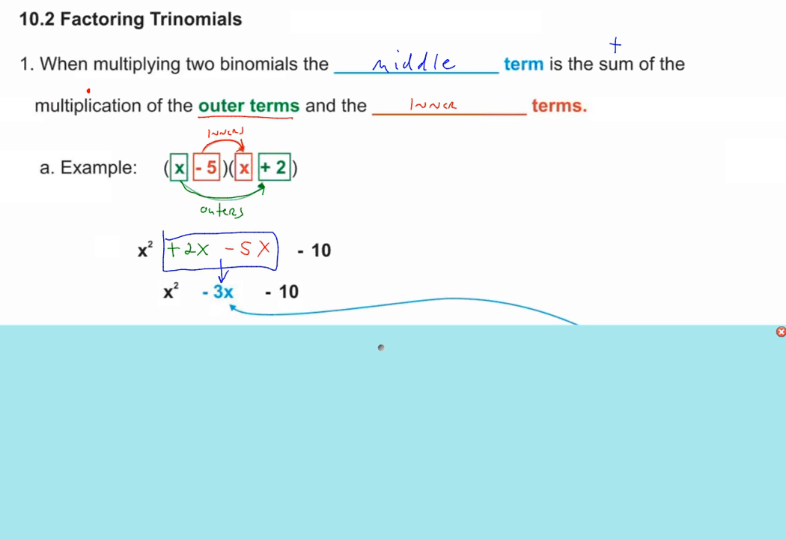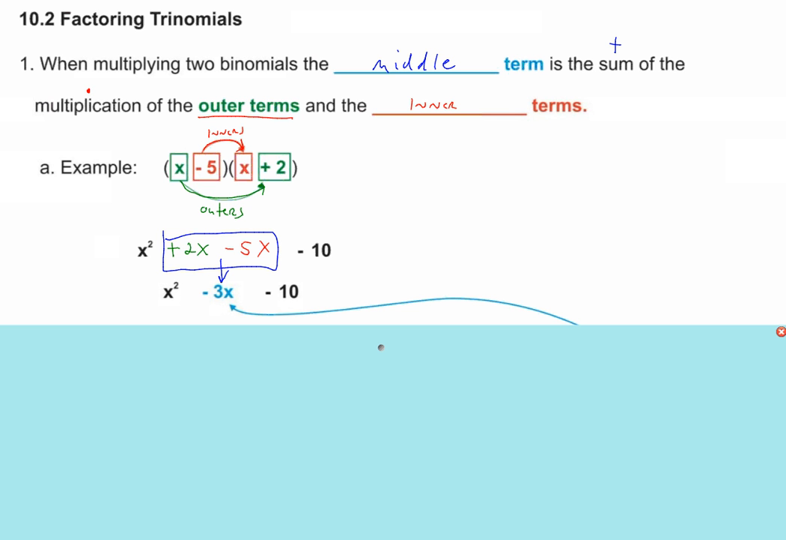This is the key to all factoring of trinomials. Is making sure that you choose correct values that put the correct middle term there.